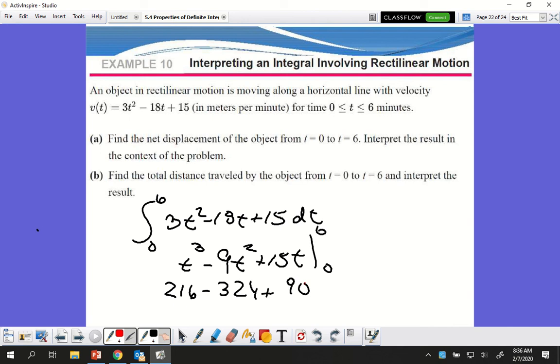All right, so let's see. I end up with, it looks like it should be a negative, right? Yeah, negative 18.